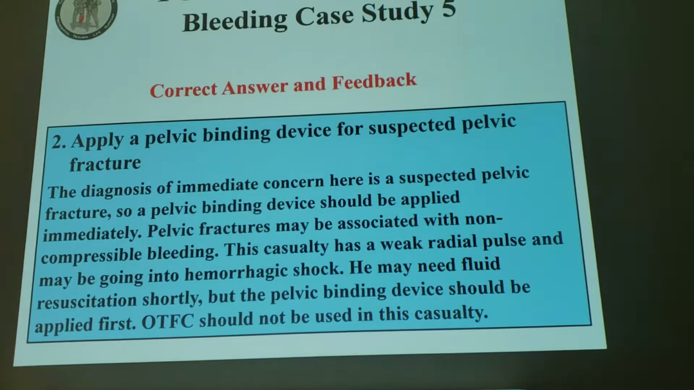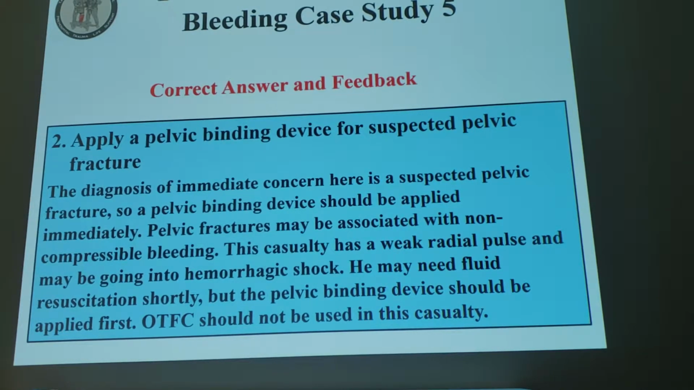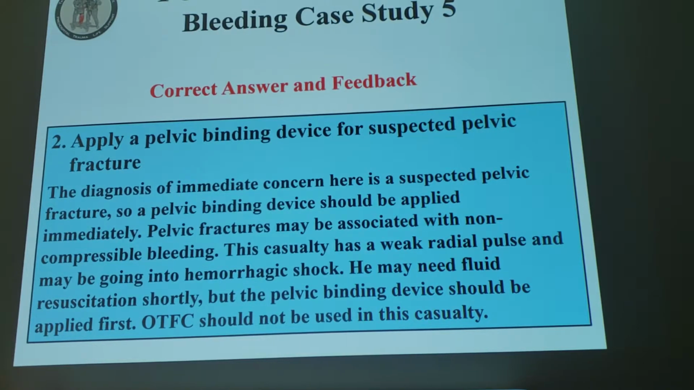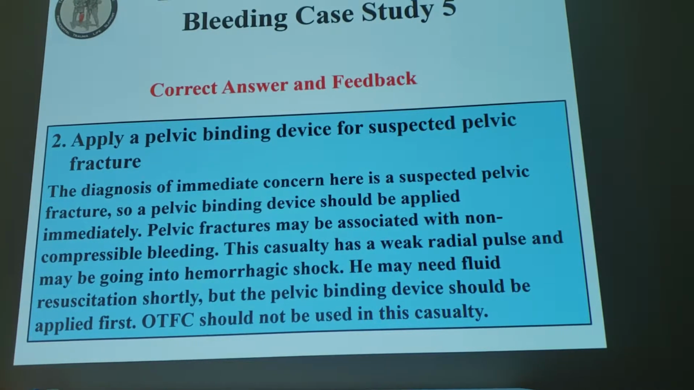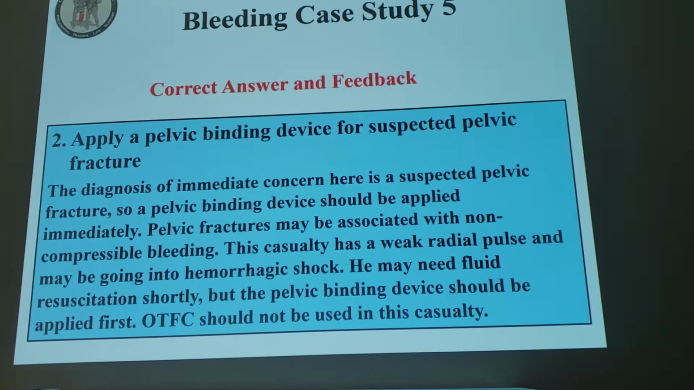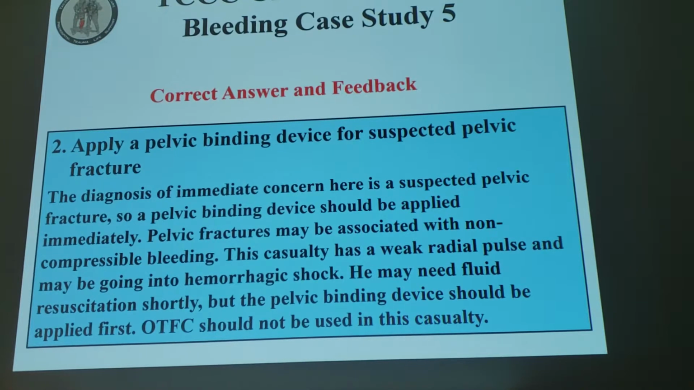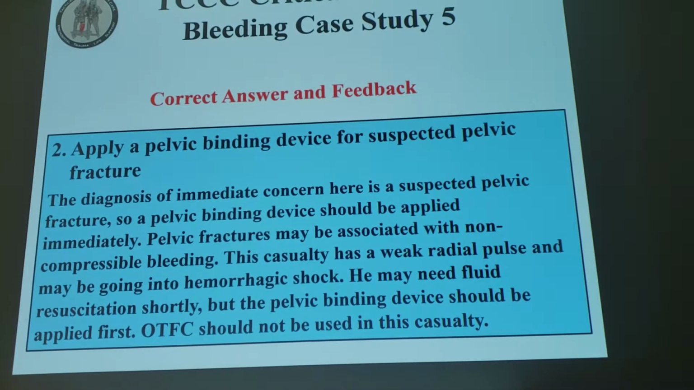Let's see what happens. Boom. Okay, so binding that pelvis, trying to close that off to stop that bleeding. M supersedes all. The diagnosis of immediate concern here is a suspected pelvic fracture. So a pelvic binding device should be applied immediately. This could be a t-shirt, this could be a blanket, this could be many things that will show you how to fashion. Doesn't have to be something Gucci with Sam written on it. Pelvic fractures may be associated with non-compressible bleeding. This casualty has a weak radial pulse and may be going into hemorrhagic shock. Bingo. He may need fluid resuscitation shortly, but the pelvic binding device should be applied first.